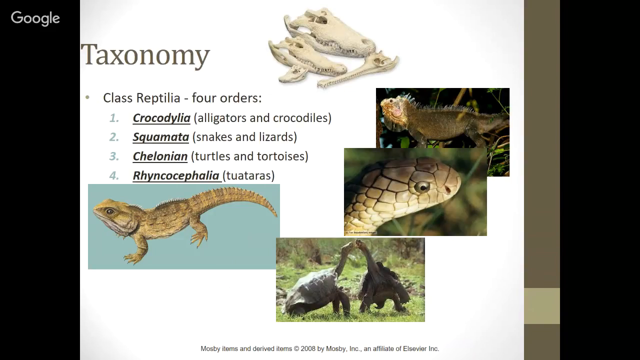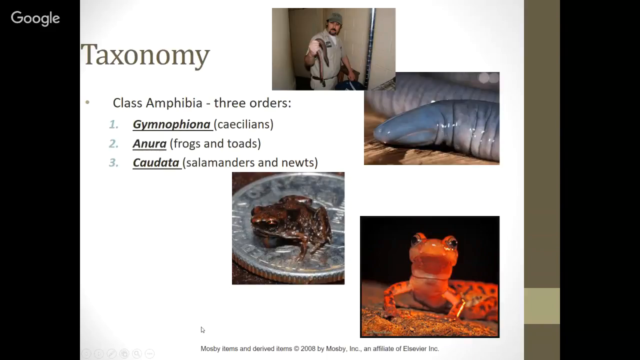So in the taxonomy, in the class Reptilia, there are 4 orders: Crocodilia, which are alligators and crocodiles, Squamata, which are snakes and lizards, Chelonian, which are turtles and tortoises, and Rhynchocephalia, which are tuataras. And these are pretty rare lizard-type creatures. They're not lizards. They're Rhynchocephalia. They look like this. They kind of look like iguanas, but these are Rhynchocephalia. They're tuataras. All right. In the class Amphibia, we have 3 orders.